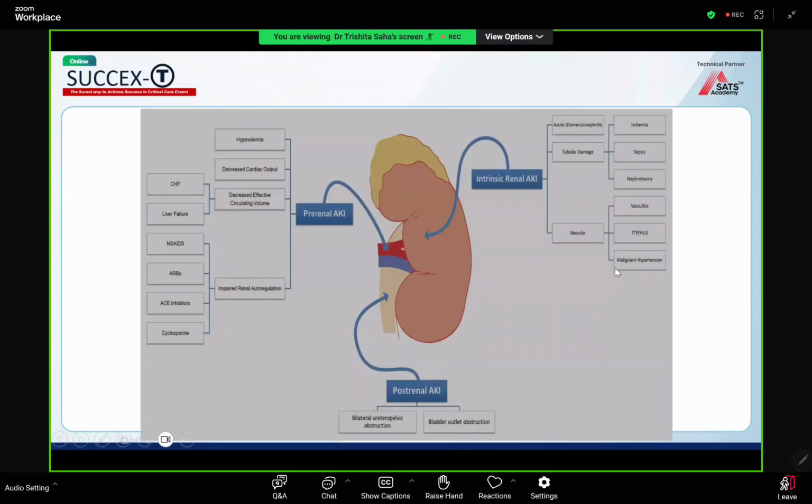So for this discussion, you can draw a diagram and divide it into pre-renal AKI, where you give the causative agents of pre-renal AKI, intrinsic renal AKI, and post-renal AKI.